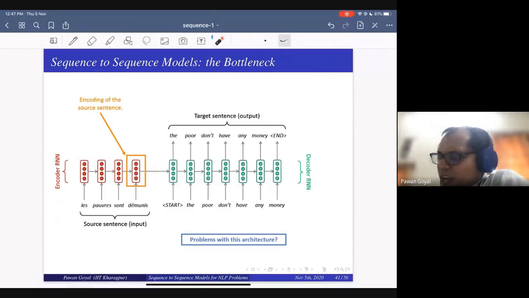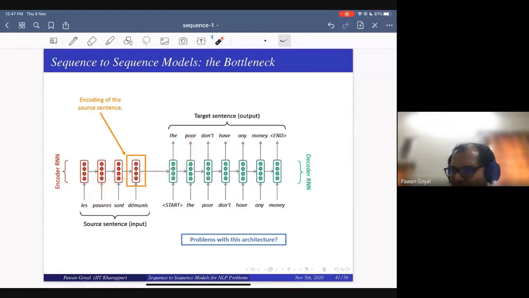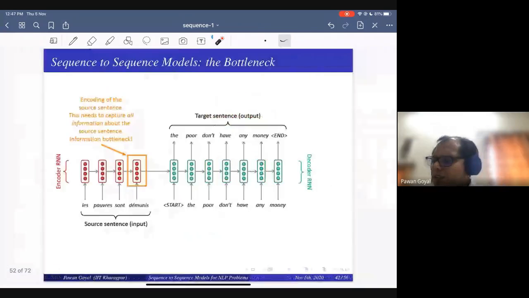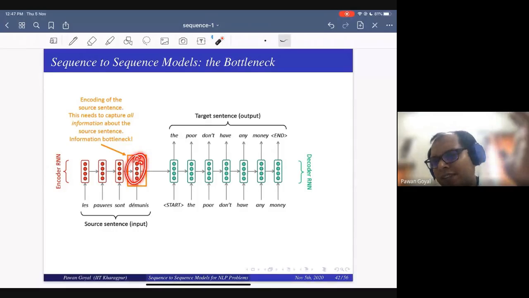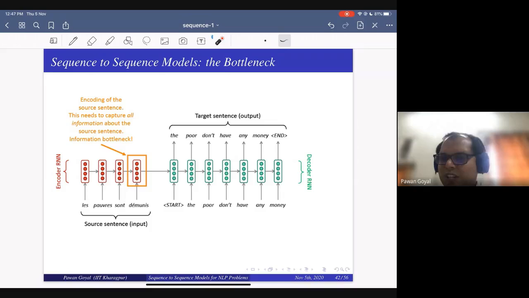So when I'm generating, like, "the poor don't have any money", when I'm generating this word, there is no way I can look back and see, okay, there was a corresponding word in French that I could have directly used and generated. I don't have any access to this word in the input. So that is a problem with this architecture. This particular encoding needs to capture all the information about the source sentence, and apart from that, I have no access to any of the input words when I'm doing the decoding.